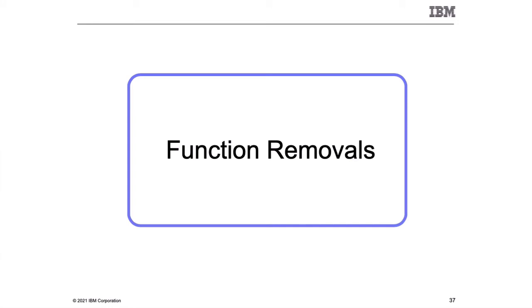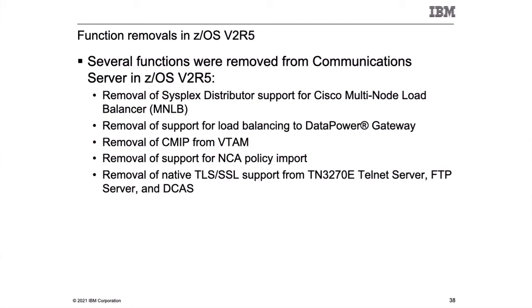The next topic I'd like to talk about is function removals. I know function removals are not exciting, but you do need to be aware of them. There were several functions removed from Communication Server in z/OS V2R5, and you can see a list of them on this chart. All of these removals were announced through statements of direction at least 2 years ago, and for some longer than that, so hopefully there's been plenty of warning.